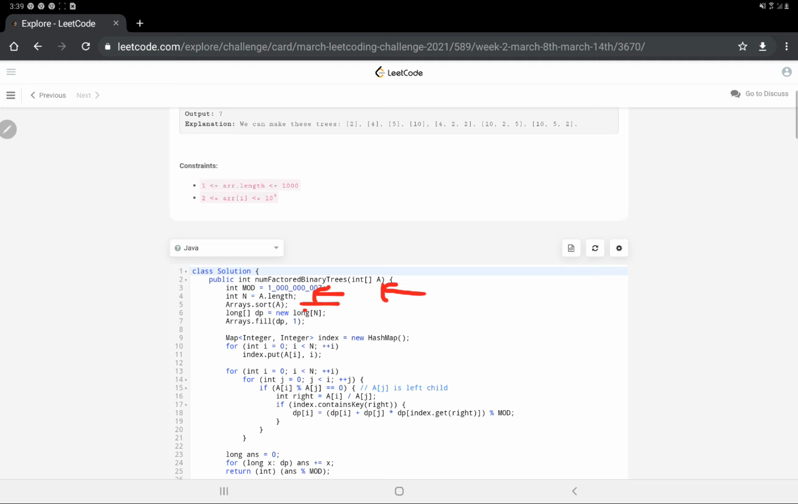We have sorted the array because we want the values in ascending order, because if we are at 5, we will look for the values that are less than 5, because only those will multiply with some number and give us 5. And we have filled the DP array with 1. I told you that also, because for every node we can return a new tree which is the root only and containing no child. So I have filled my DP array with 1.